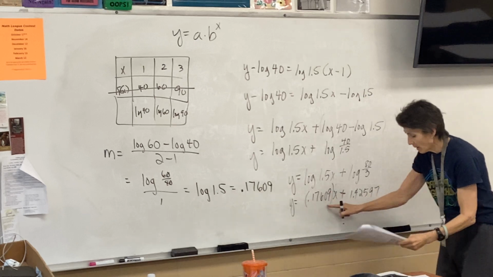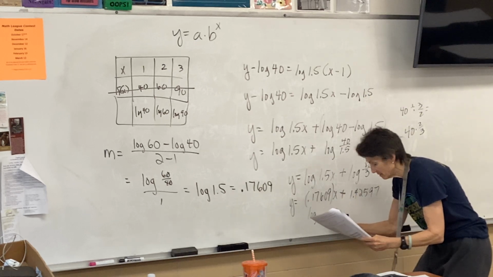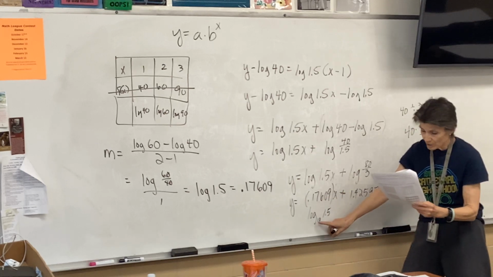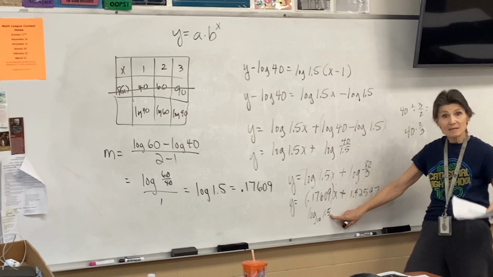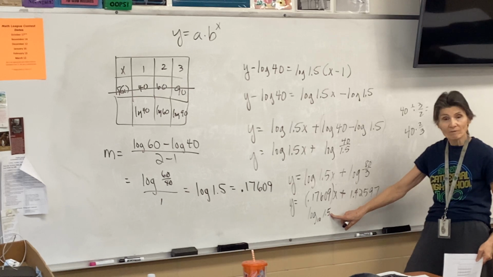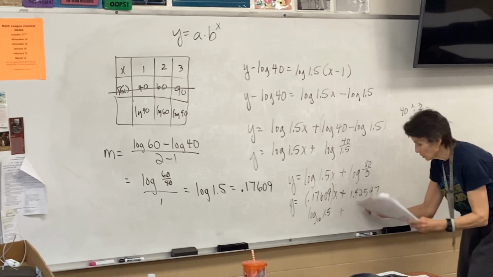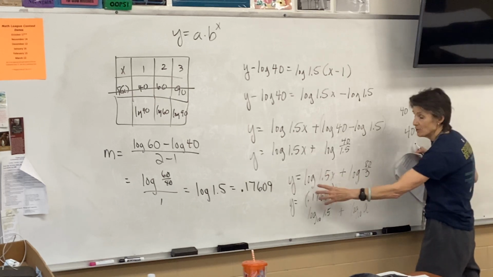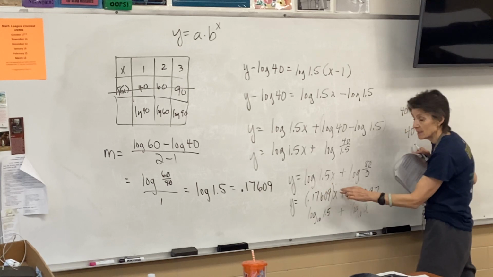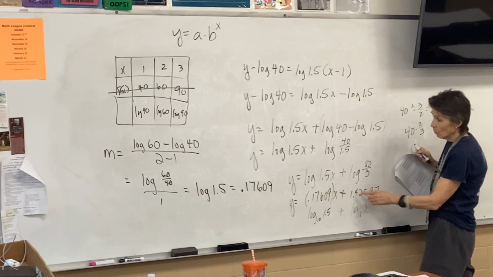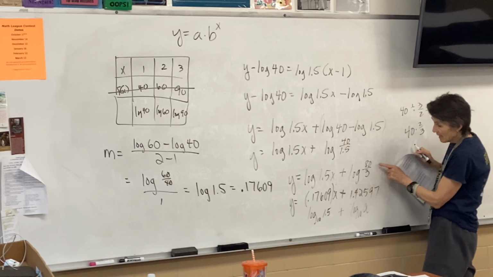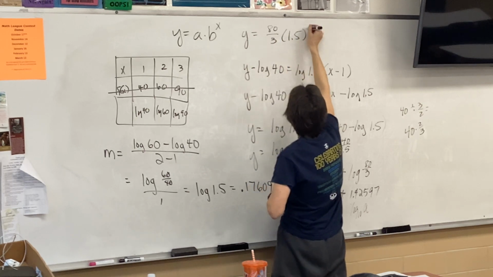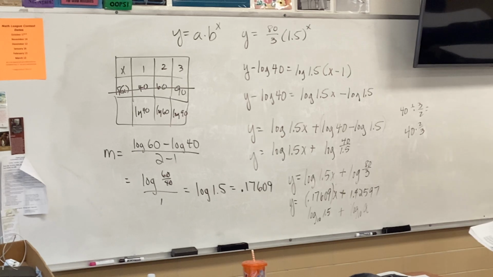So remember, this number right here is the log base 10 of 1.5. In other words, log base 10 of b is 1.5, so your b value is 1.5. And this is the log base 10 of a, using the format that is given to you. It says your equation is of the form log base 10 of b times x plus log base 10 of a. Well, b was 1.5, that's how we got this number, and a is 80/3, that's how we got this number. So our equation is 80/3 times 1.5 to the x. That is your exponential equation.